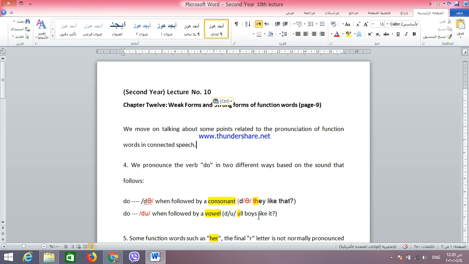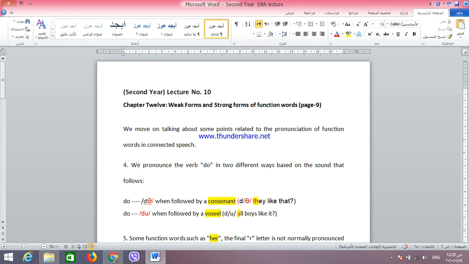My dear students, this is lecture 10. We are still talking about weak forms and strong forms in connected speech. If you remember, we said that there are some points that we should take into account when pronouncing weak form words that are function words when they are in connected speech.